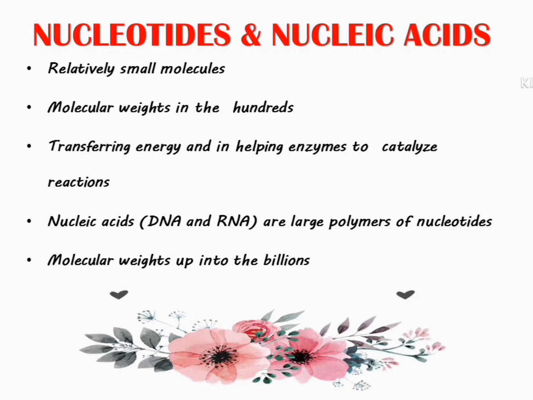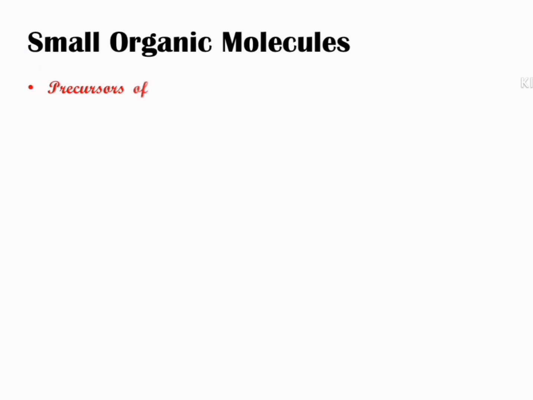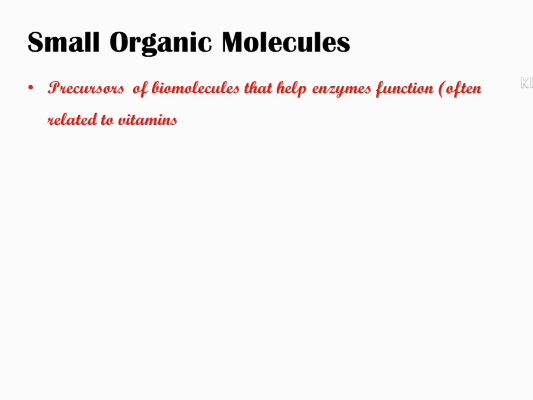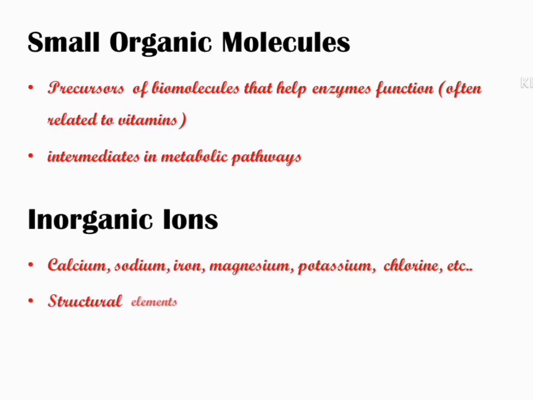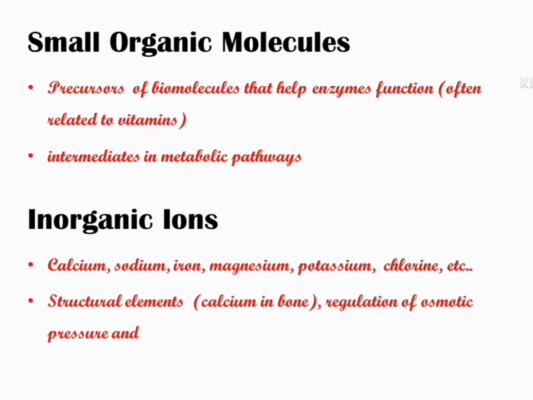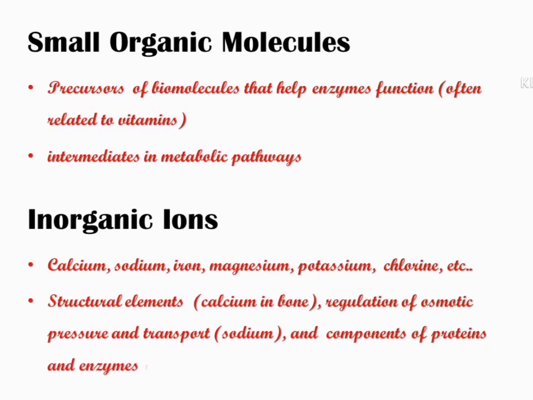Small organic molecules. In addition to the major classes of biomolecules, there are many relatively small organic molecules required by cells for very specific functions. These molecules do not fall neatly into one of the above major categories. These molecules can be precursors of biomolecules that help enzyme function, often related to vitamins, or can be intermediates in metabolic pathways.